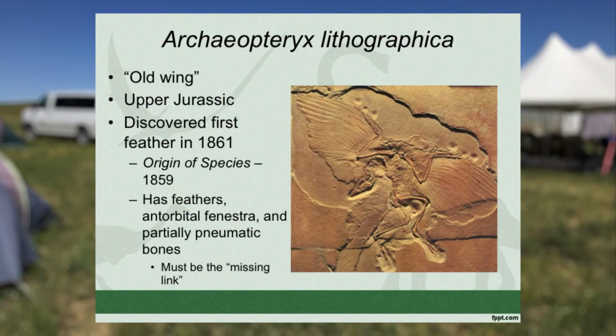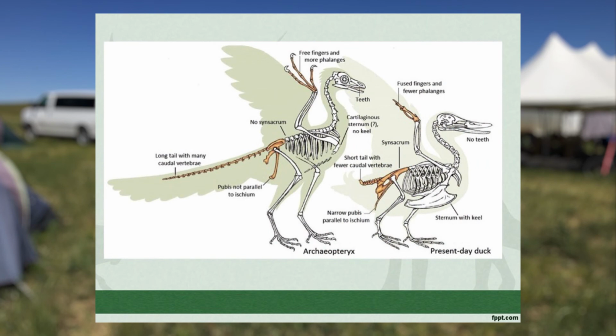So it has feathers. Okay, that's on the bird side. Antorbital fenestra, that's on the dinosaur side. Partially pneumatic bones on the bird side, which really the dinosaurs have too, so it must be the missing link. All right, so here are the two skeletons laid out next to each other. Here's a present-day duck, Archaeopteryx. What do we see here? What does Archaeopteryx have? Fingers and claws. What does the bird have? Carpometacarpus. It's a fusion of all the hand bones and wrist bones, right?